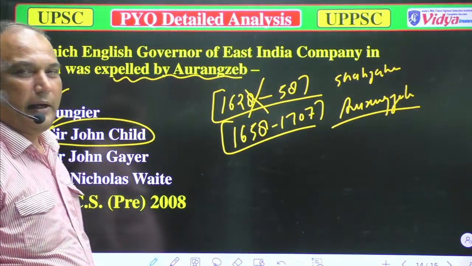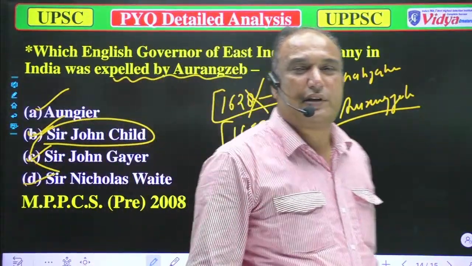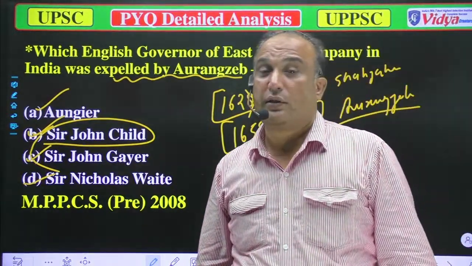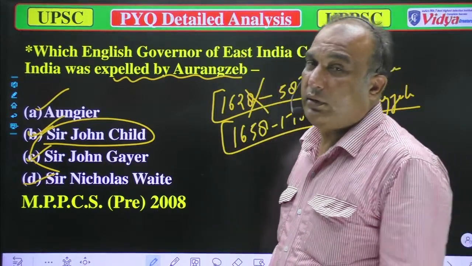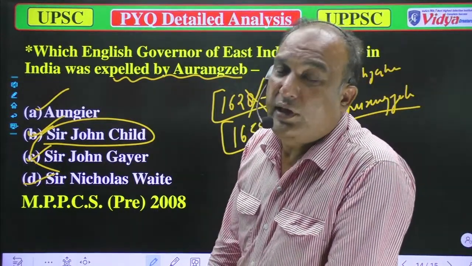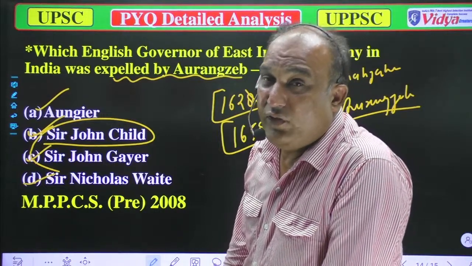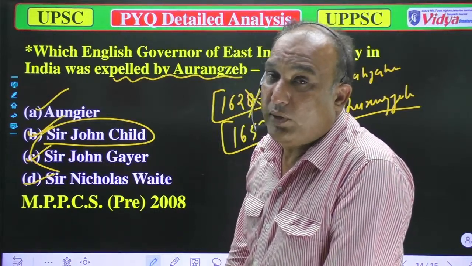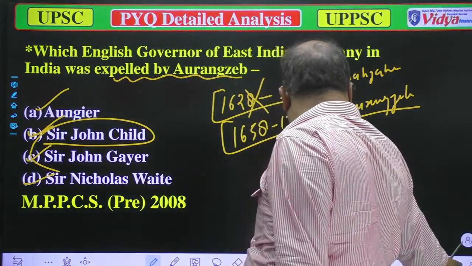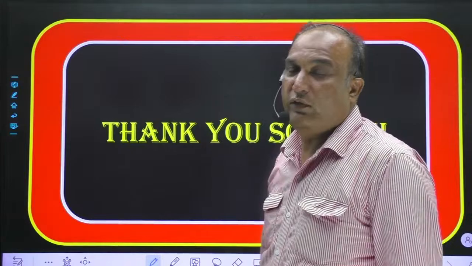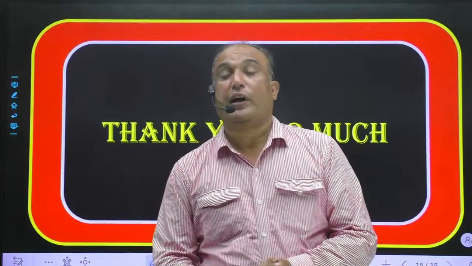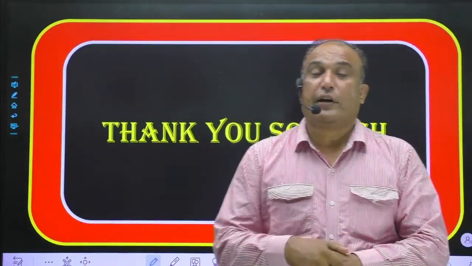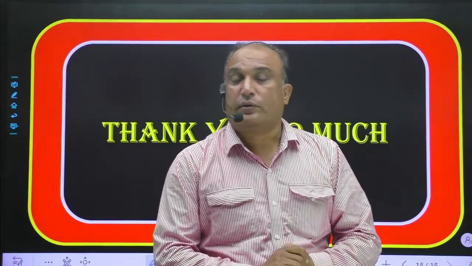He was expelled by Aurangzeb because Britishers started fighting with the Mughals also, and you know the Mughals were so dangerous and powerful. In the phase of the 1680s, they had a fight with the Mughals, and Aurangzeb was so powerful that he expelled that person. So that was quite enough for today. Tomorrow, or day after tomorrow, we'll meet and try to solve some more questions and topics. So thank you for being with me.